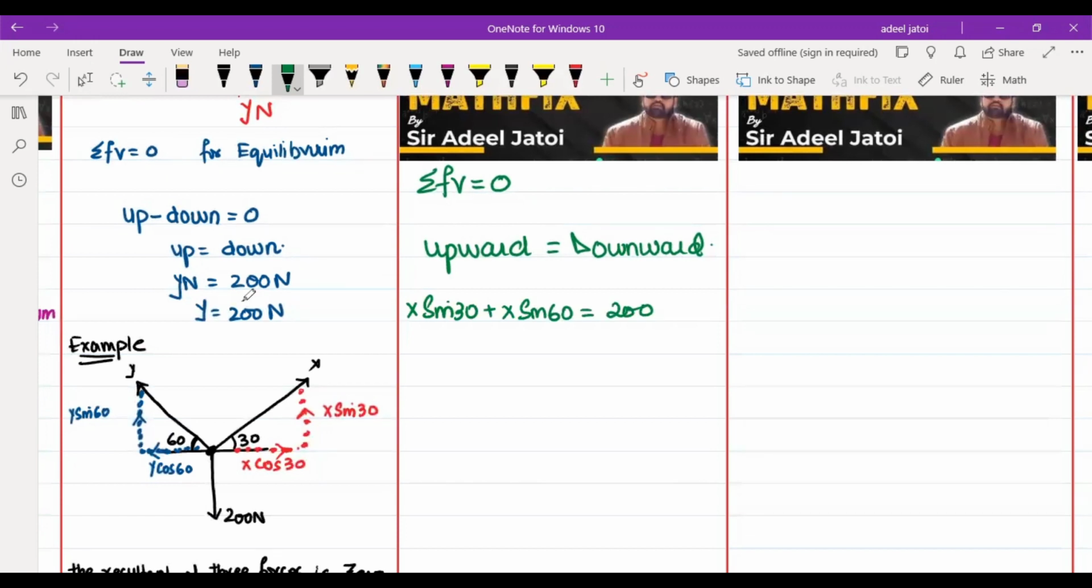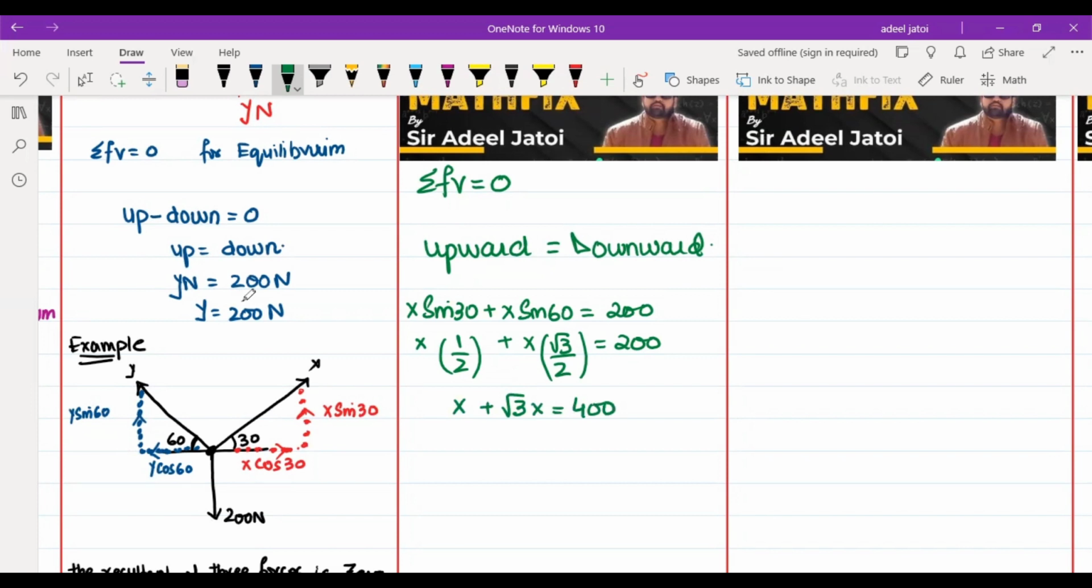200 Newton. And sine 30 is 1 upon 2, whereas sine 60 is under root 3 upon 2. And this whole thing is equal to 200. Since 2 is the denominator, we can easily take it down as x plus under root 3x is equal to 400.